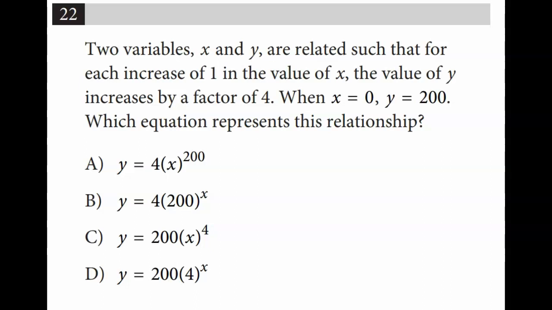All right, number 22. Two variables, x and y, are related such that for each increase of 1 in the value of x, the value of y increases by a factor of 4.